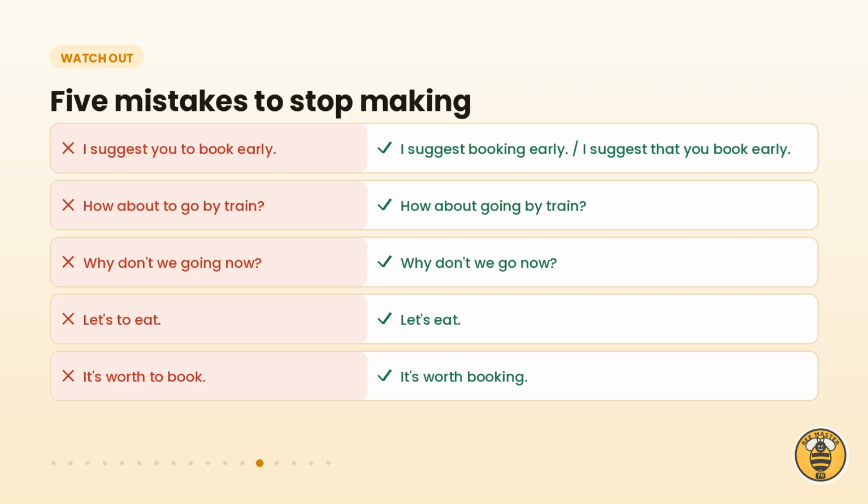Five mistakes to stop making. First, I suggest you to book early. That is wrong. Say, I suggest booking early, or I suggest that you book early. Second, how about to go by train? Correct: how about going by train? Third, why don't we going now? Correct: why don't we go now? Fourth, let's to eat. Correct: let's eat. And fifth, it's worth to book. Correct: it's worth booking.